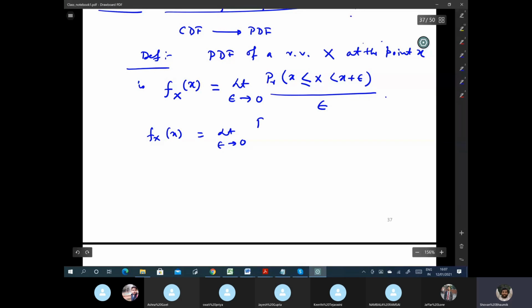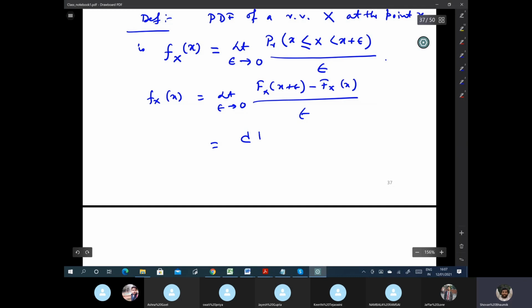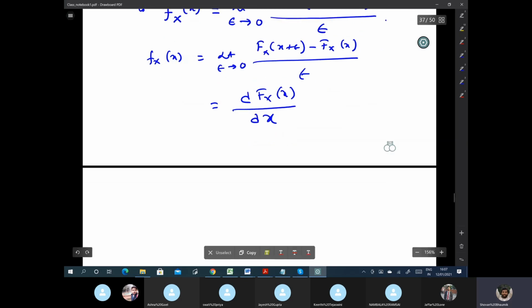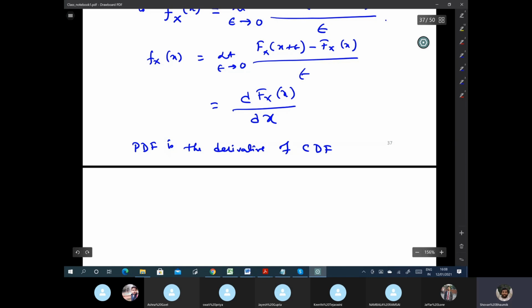Just writing one more step: F_X of x plus epsilon minus F_X of small x, divided by epsilon, and it will definitely be d F_X of small x by dx. That means if we take the derivative of the CDF, we'll get the PDF. So definitely we could write that the PDF of a random variable is the derivative of the CDF. So for the CDF, you take the derivative of it, you will get the PDF.